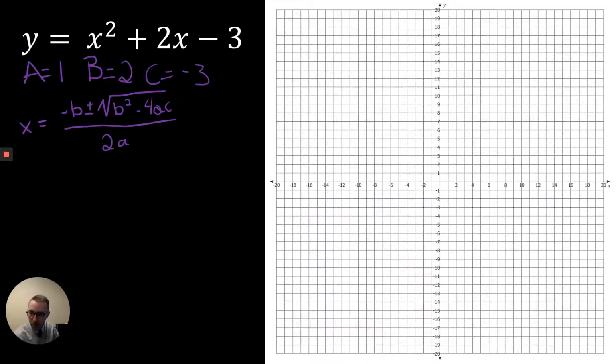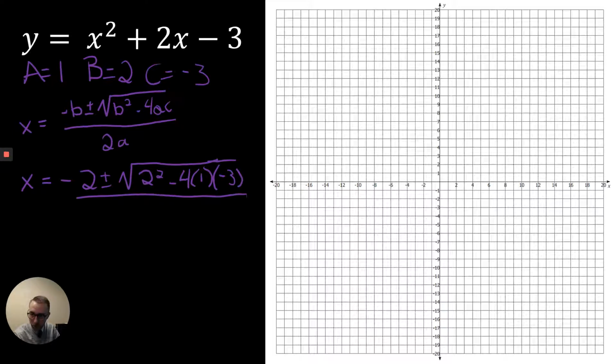And then I'm going to substitute. I'm going to rewrite this thing, but I'm going to substitute a value for b, for a, for c, everywhere I see those. So x equals negative b, so negative 2, plus or minus square root of b squared, so 2 squared, minus 4. A is 1. I'm going to put parentheses around that, recognizing that means multiplication. 4ac, all divided by 2a. Again, I'm going to use parentheses for multiplication.